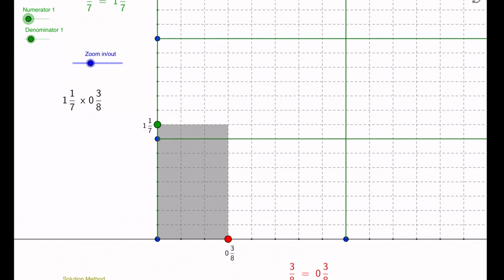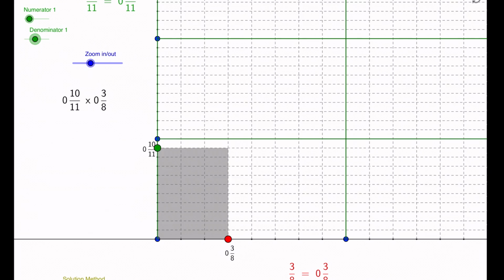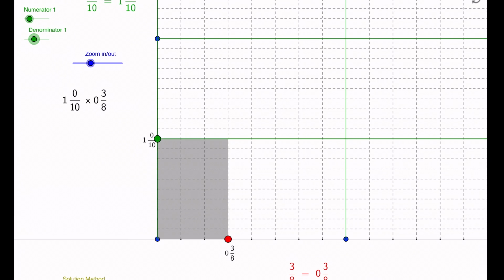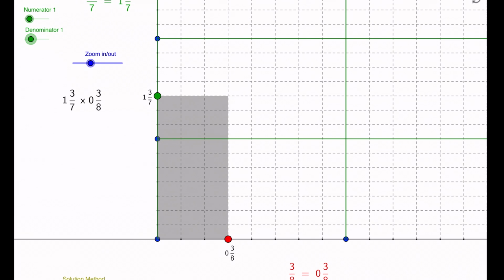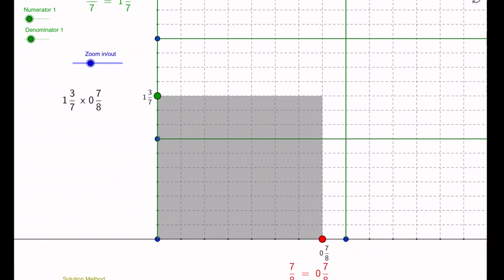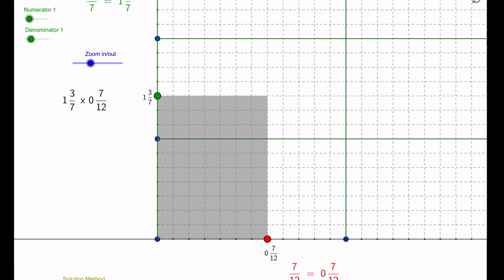So let's say it's 8/7, and it's 10/7, or for example, it could be 10/13. Or here on the denominator, again, we can have 12, 9, 7/8, or we can play with the denominator 7/12.